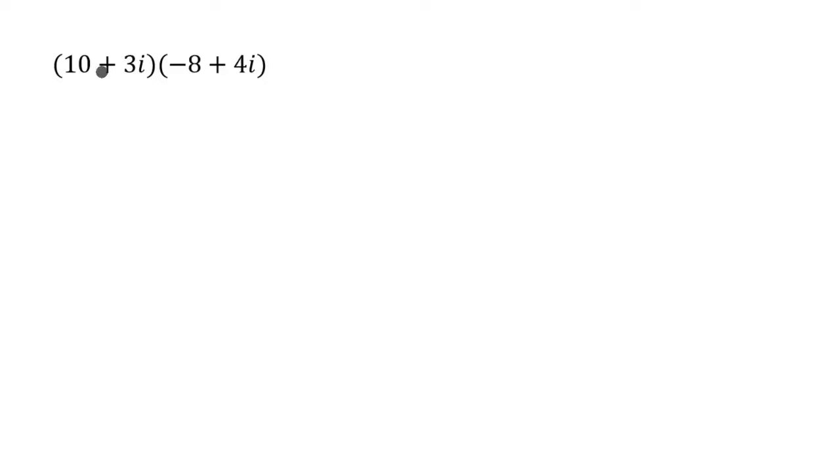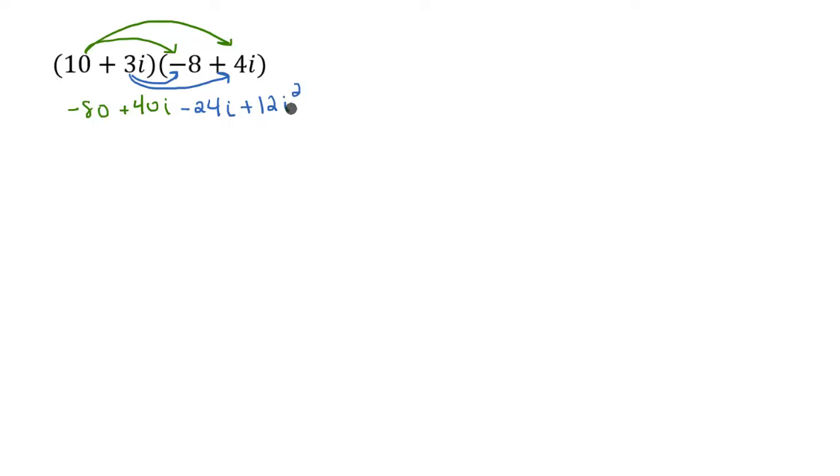In the third problem, we are multiplying two complex numbers, so we're going to have to do some distribution. So first I want to take 10 and multiply it by negative 8. That gives me negative 80. And then I take 10 again, I multiply it by 4i. I get positive 40i. Then I take my 3i multiplied by negative 8. That gives me negative 24i. And then 3i times a 4i, that's going to give us positive 12i squared.